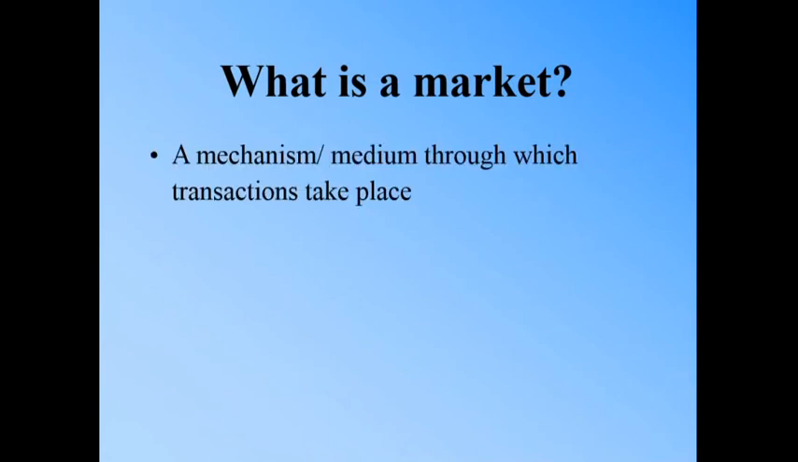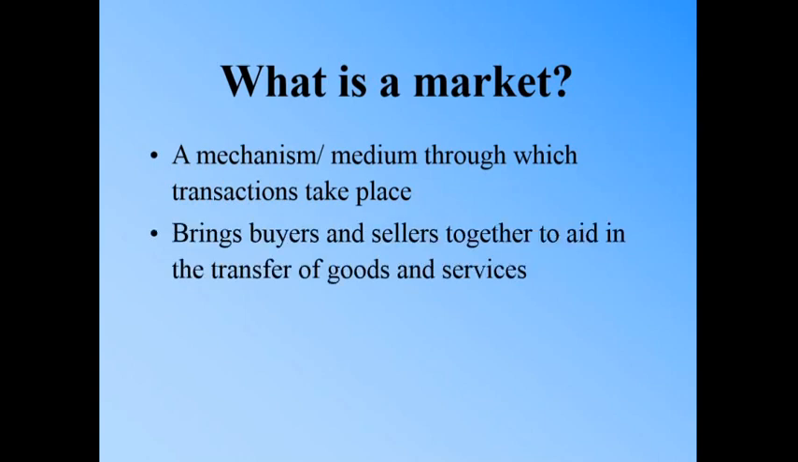The first and foremost important question is, what is a market itself? So, market is a mechanism or a medium through which transactions take place. It's the medium or mechanism through which buyers and sellers come together and make the transactions. So that market brings buyers and sellers together to aid in the transfer of goods and services.